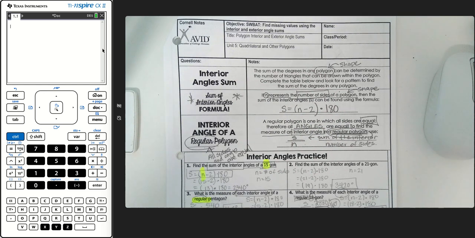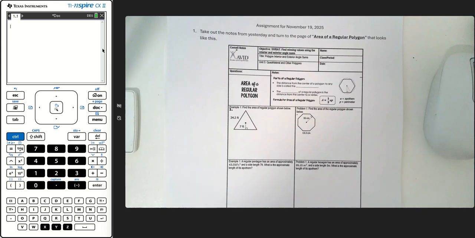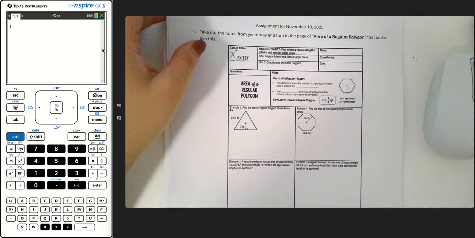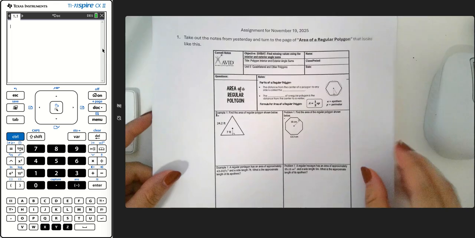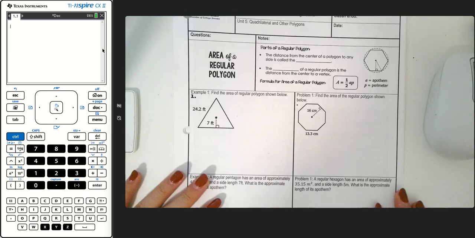Okay, guys, so you should have gotten these instructions from the back of the table as you were walking in. These are your instructions for today. You're going to get the notes out from yesterday, which are the ones that look like this, and turn to this page right here that I'm showing you in the instructions. Watching this video, you're going to fill out these notes.